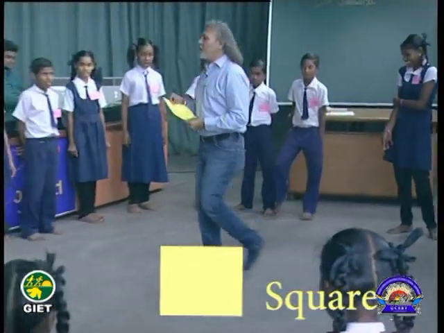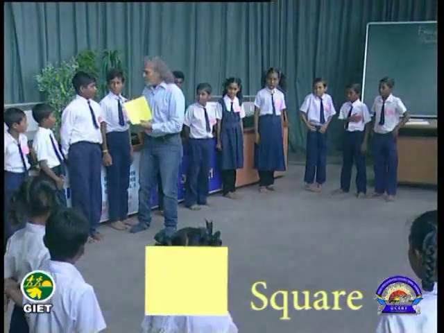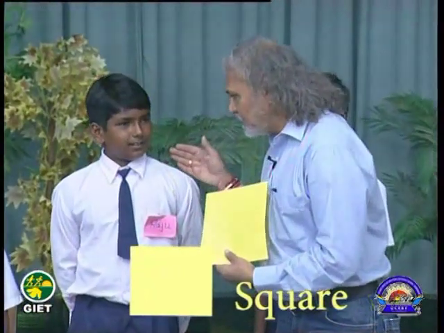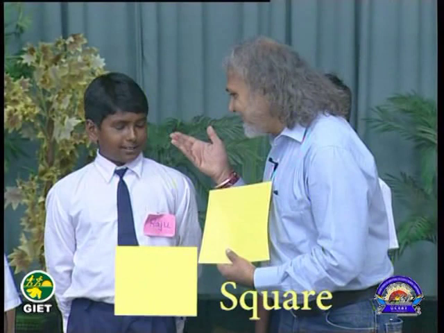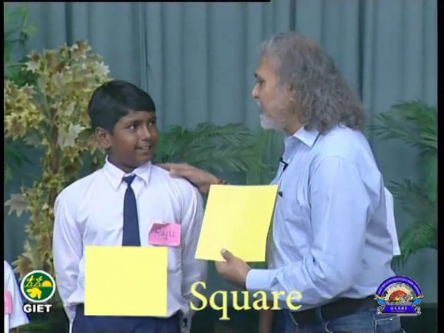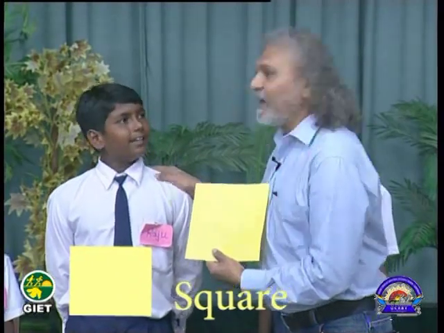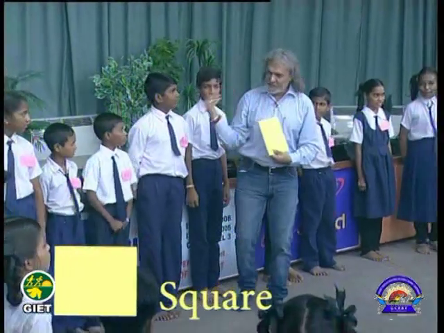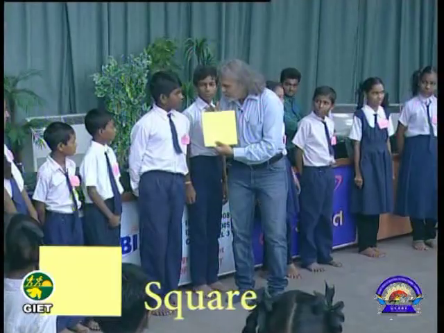Okay. Now Raju, what's this? It's a square. It is a square. It is a? Square. Okay. Let him answer. Let him speak. It is a? Square.